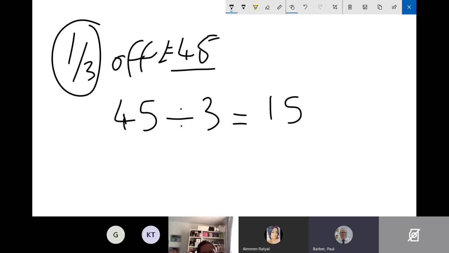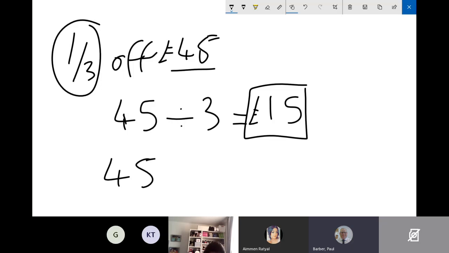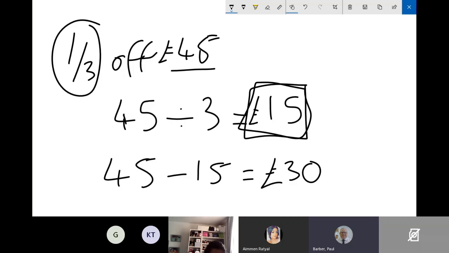The key thing here is this £15 is our discount. It said the jumper was a third off and the original price was £45. So our discount is £15. The question, however, said how much is the jumper worth now? So we need to remember to finally do the original price, take away the discount, which equals £30. So often with that, people will work out what the discount is and will leave £15 as the answer.